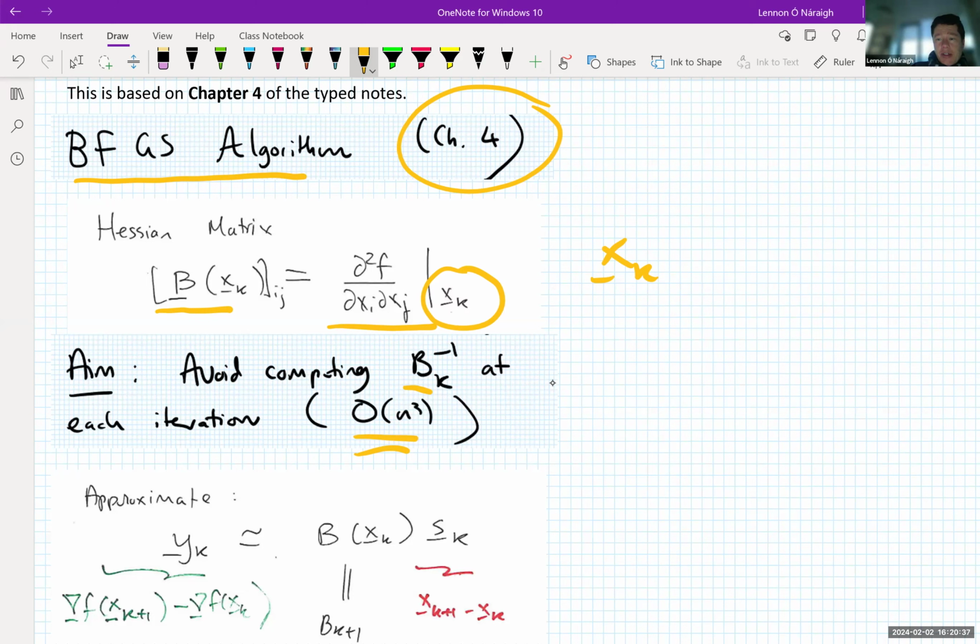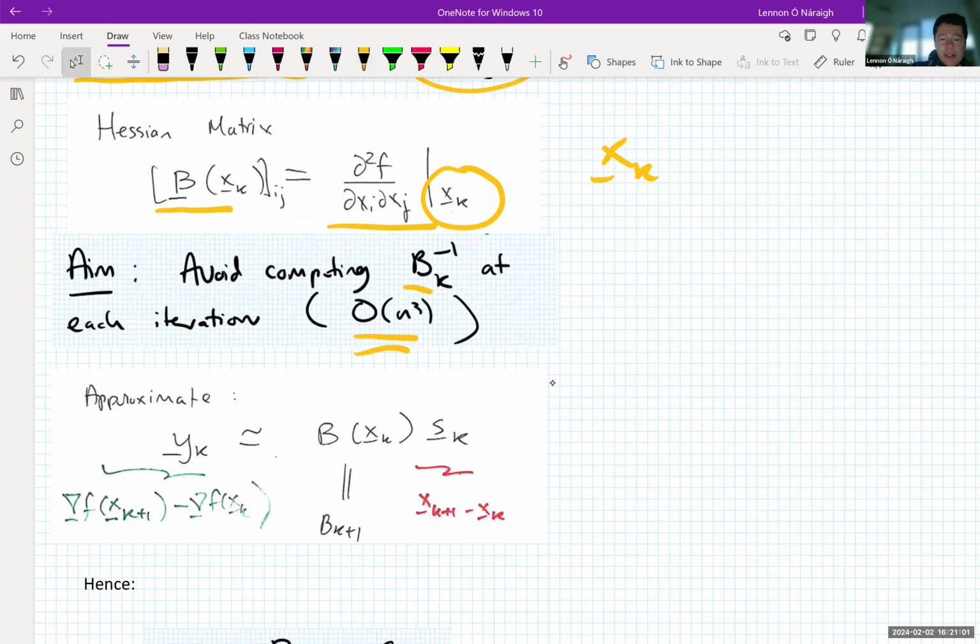And in this lecture, we don't quite get there. I don't quite get to telling you how to avoid computing Bk inverse, but I build up the foundations. The first step before you can compute Bk inverse efficiently is to compute Bk efficiently using the secant method. So that's what we do in particular in this lecture, and we characterize the approximate Hessian as being positive definite.